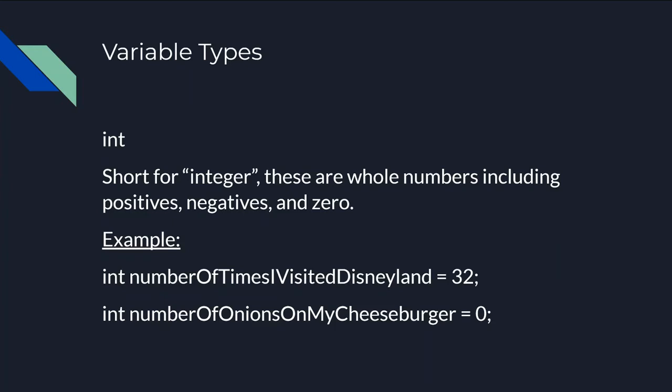The other thing is, if you notice the capitals, it starts with a lowercase n, and then each new word I use an uppercase letter. This is called camel case. Your program will run if you don't use this, but this is a naming convention that most C# programmers use. This is so if another programmer looks at your work, they see, oh, it starts with a lowercase letter, that must be a variable. Another example is int numberOfOnionsOnMyCheeseburger, and that is equal to 0.